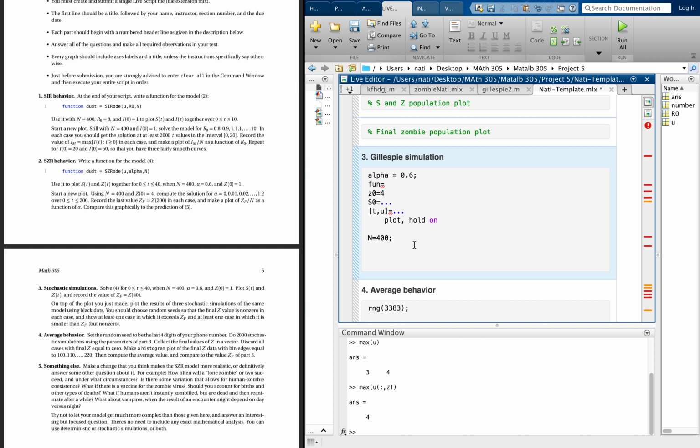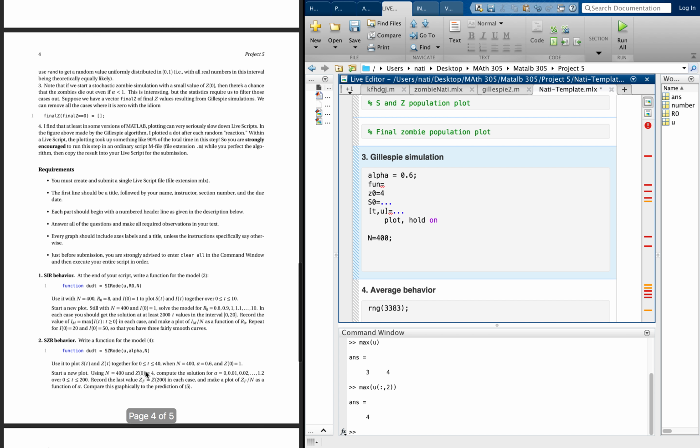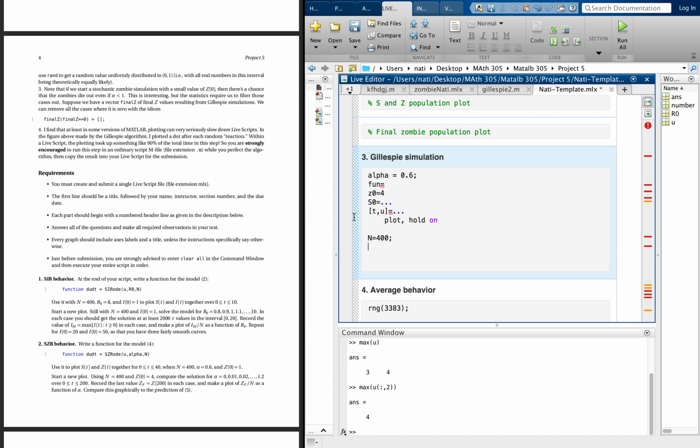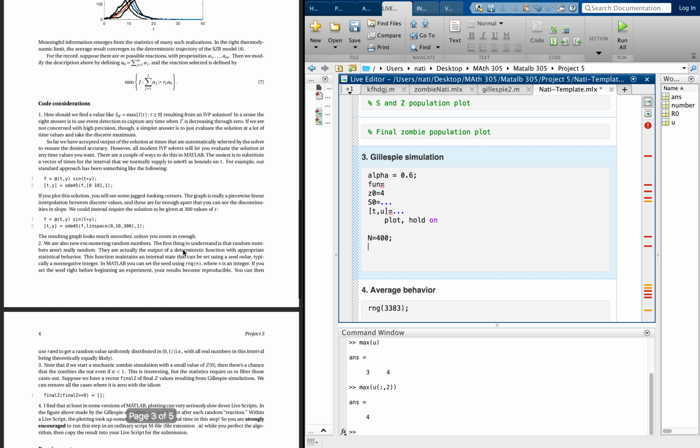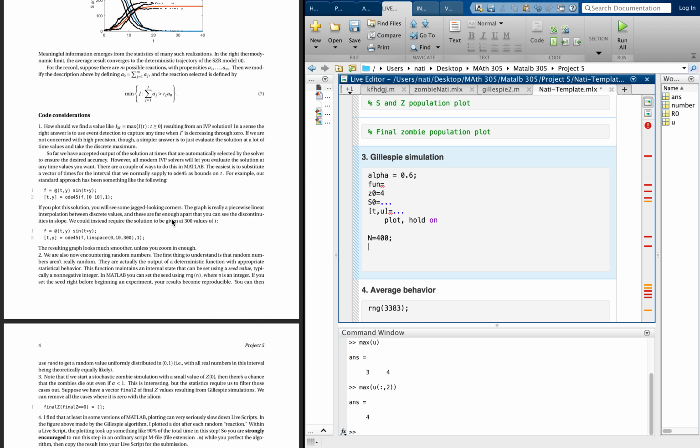So when he talks about seeding, let me explain to you what that is before I go into the simulation itself. So he goes on and on talking about what a seed is and random numbers is, and I'm going to tell you what that means.